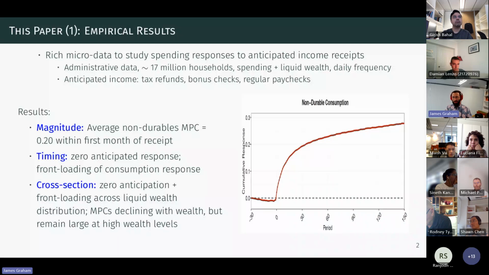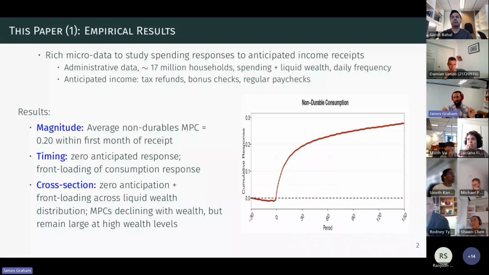So the first thing we're going to do is revisit this evidence on excessive consumption sensitivity to income shocks. We're going to make use of a very rich micro data set to study these spending responses. This is administrative data. It's a bank transactions data set. Our full sample is extremely large, something like 17 million households. We're not going to be able to make use of that many. It's just too large, but that's the extent of this thing.